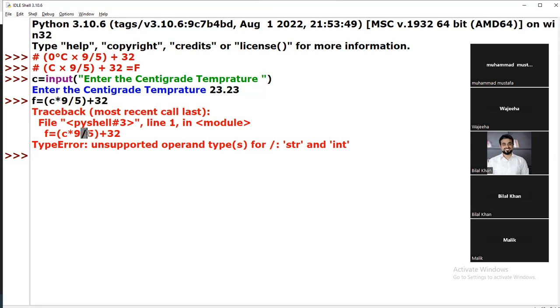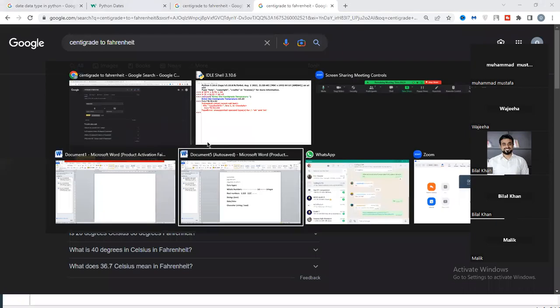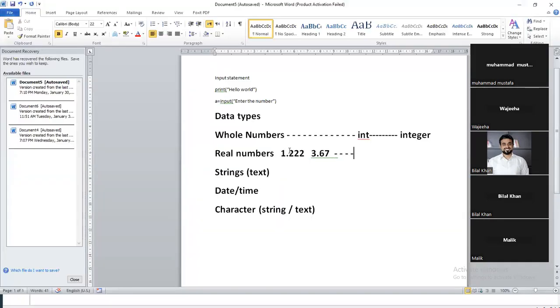This operand type cannot be used if you are using int or string. So maybe we need to make some changes. We need to tell it that this is not an integer and also not a string. We need to tell it that this is a number, but this number can have decimal points. And for numbers that can have decimal points, you are going to use this keyword.